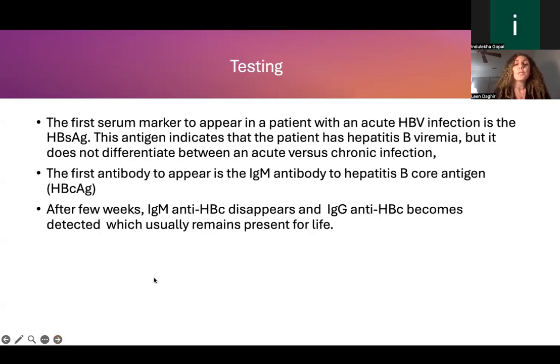Testing: the first serum marker to appear in patients with acute hepatitis B infection is the hepatitis B surface antigen. This antigen indicates that the patient has hepatitis B viremia, but it does not differentiate between acute and chronic. The first antibody to appear is IgM antibody to hepatitis B core antigen. After a few weeks, IgM core antibody disappears and IgG core antibody becomes detectable, which usually remains present for life.